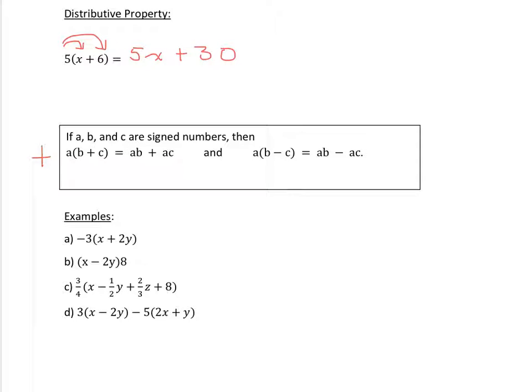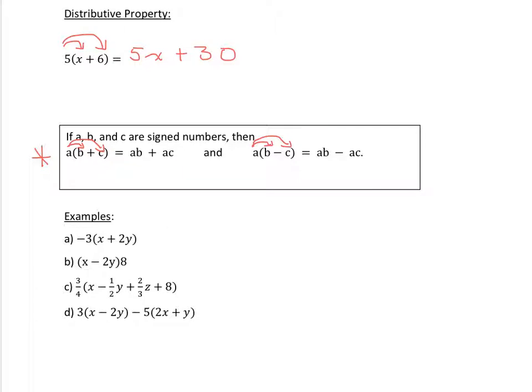And this is the rule expressed in general terms. If A, B, and C are signed numbers, then A times B plus C is equal to A times B plus A times C. So you can see that if I drew the arrows there, I'd get A times B plus A times C. And the same works with subtraction. Just follow the rules with signed numbers. So you would get A times B minus A times C. Or you could think of that as A times negative C and pull the sign out front.